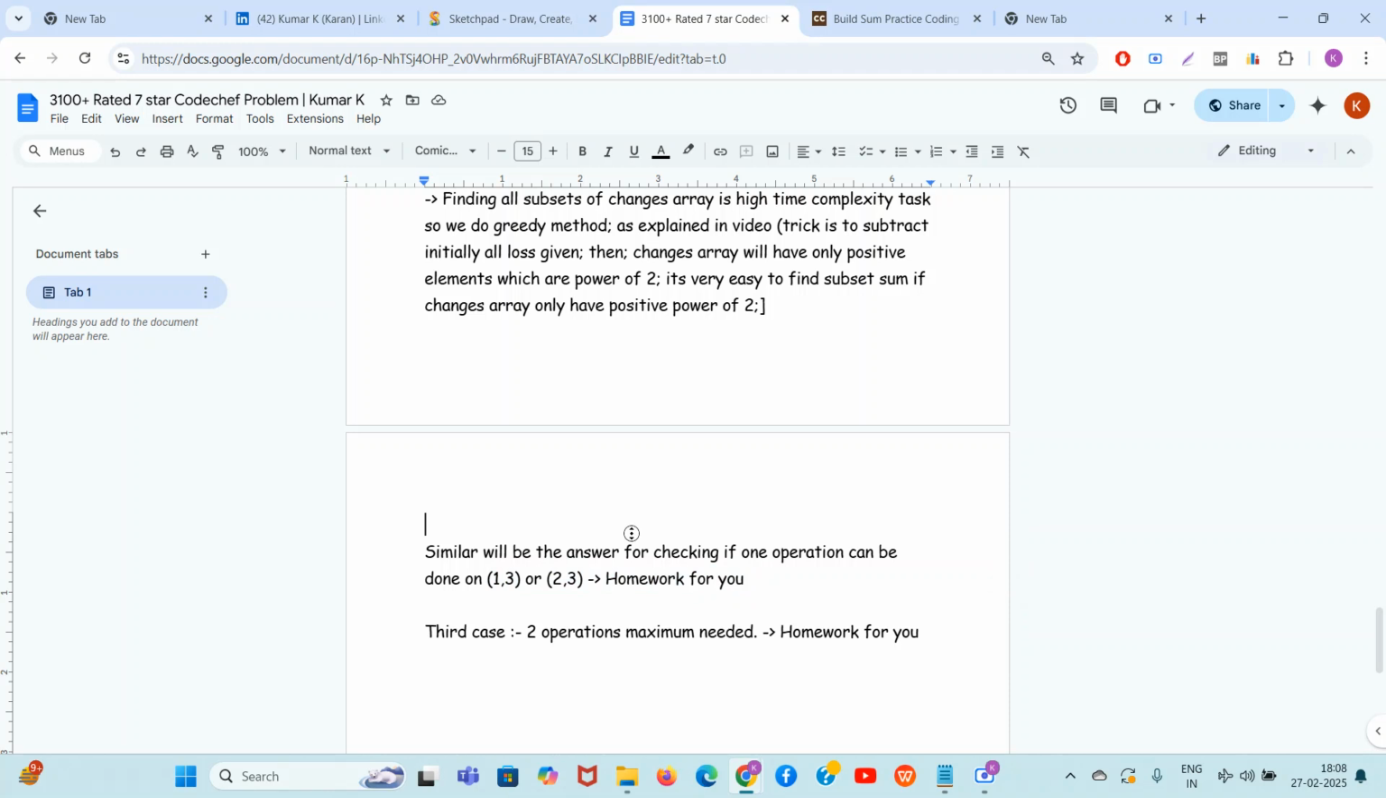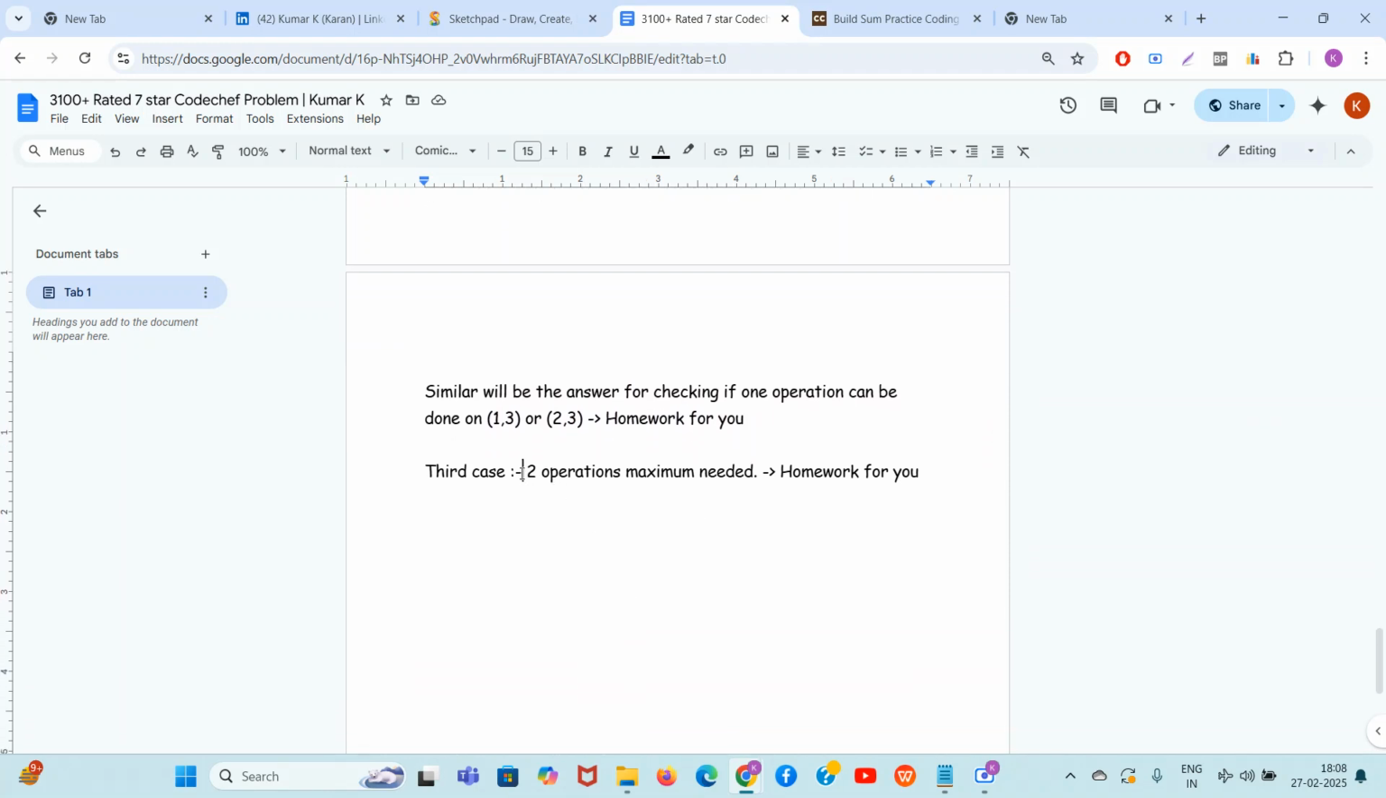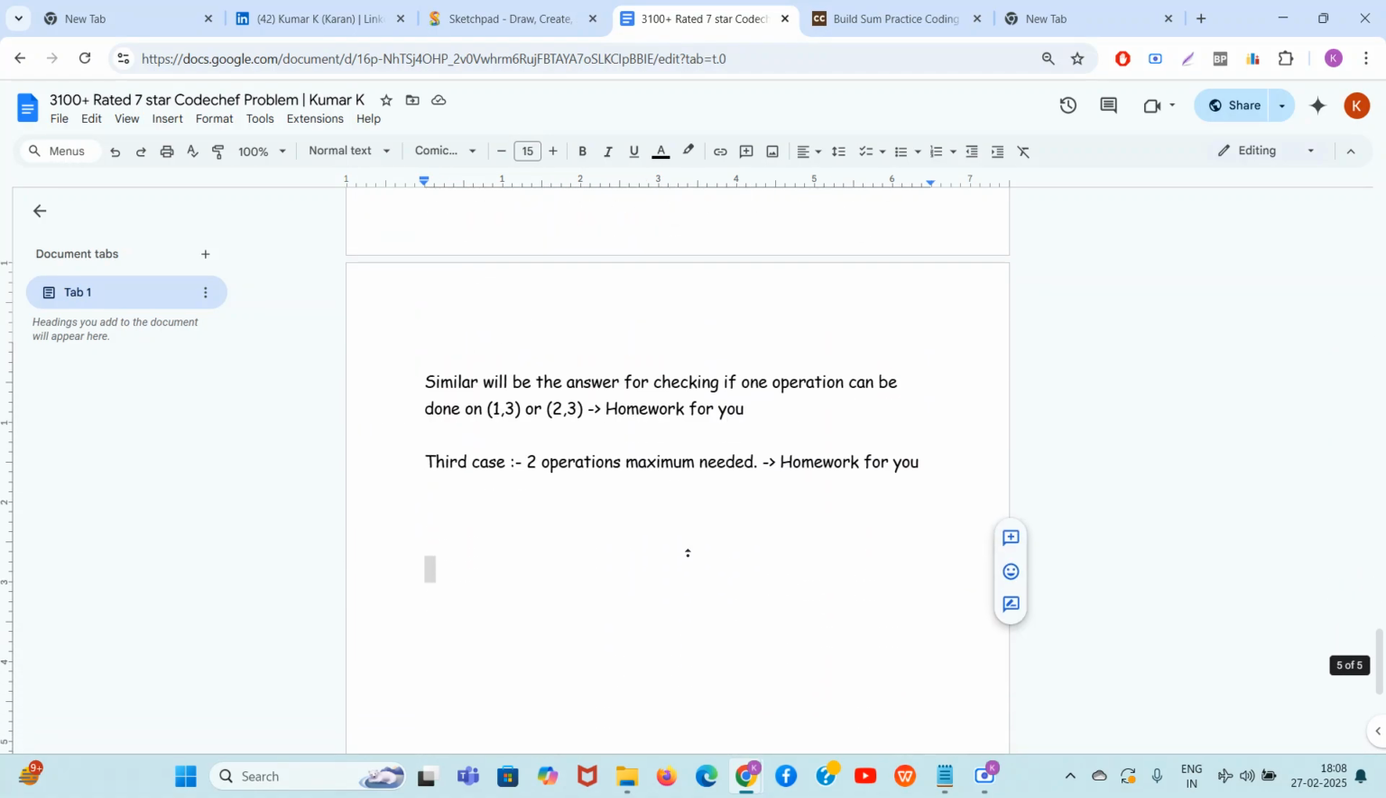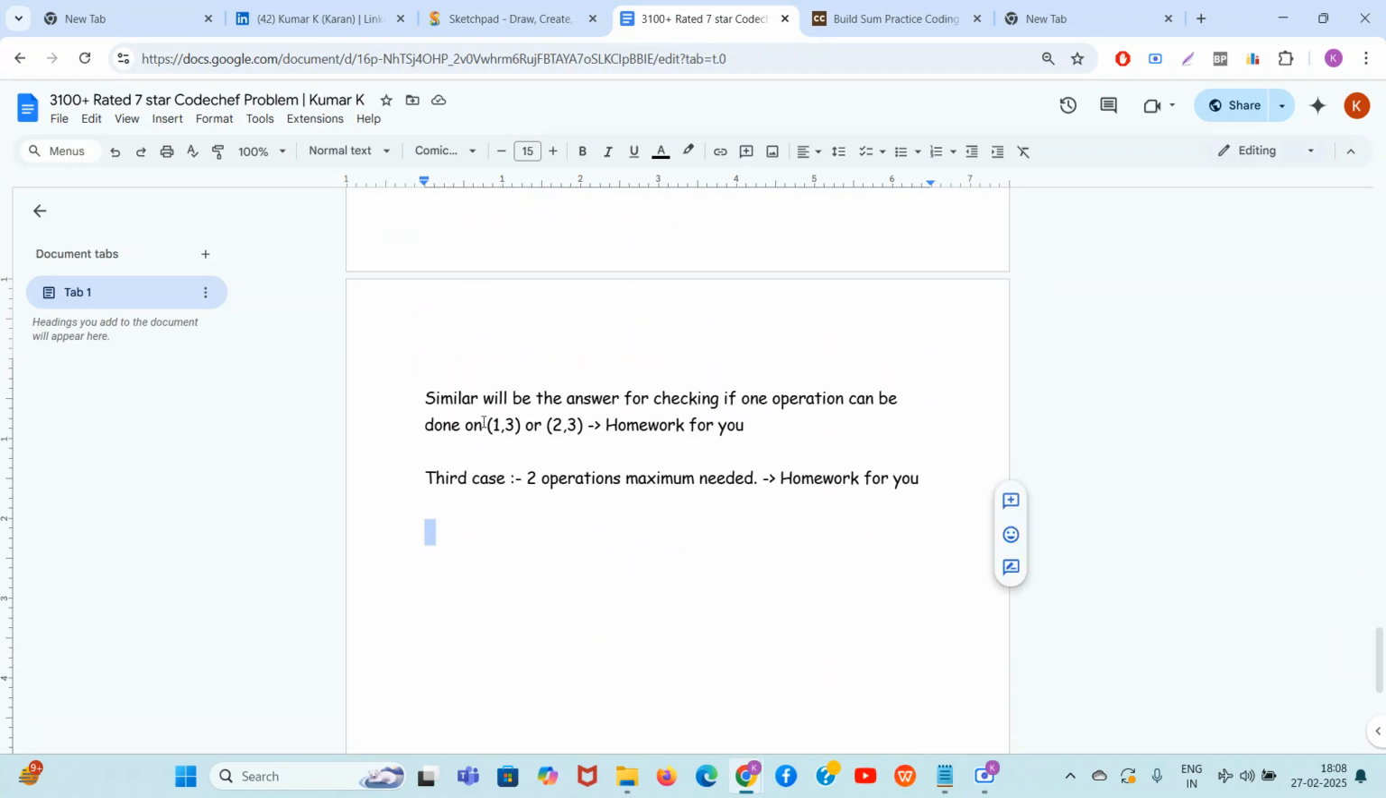Once the one-operation cases are done, the third case comes for two operations, and then the whole problem is solved. So it's a homework exercise for you, but don't worry, I will add the notes for the harder cases also.